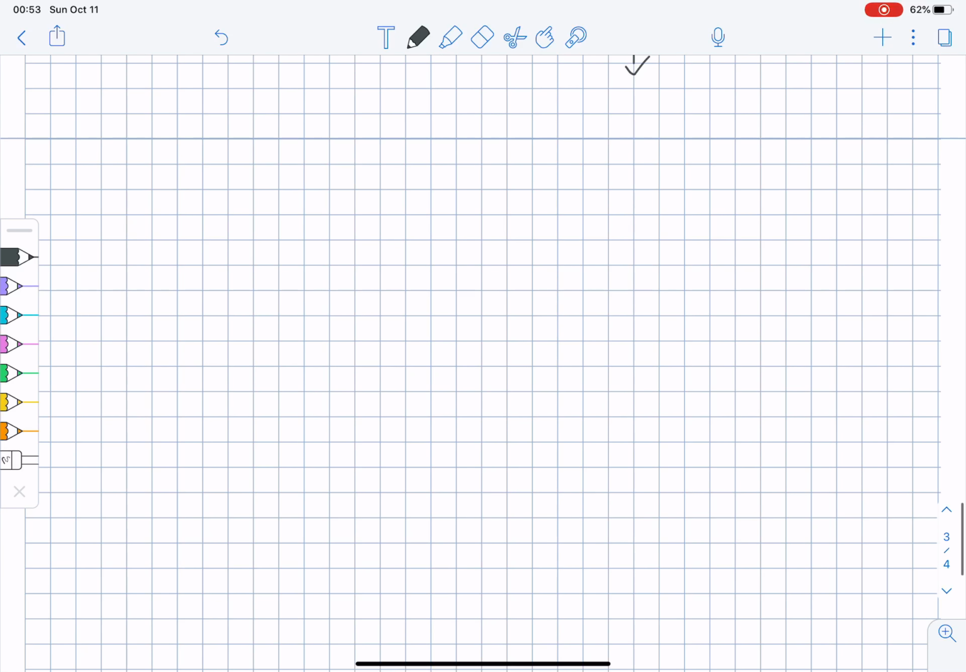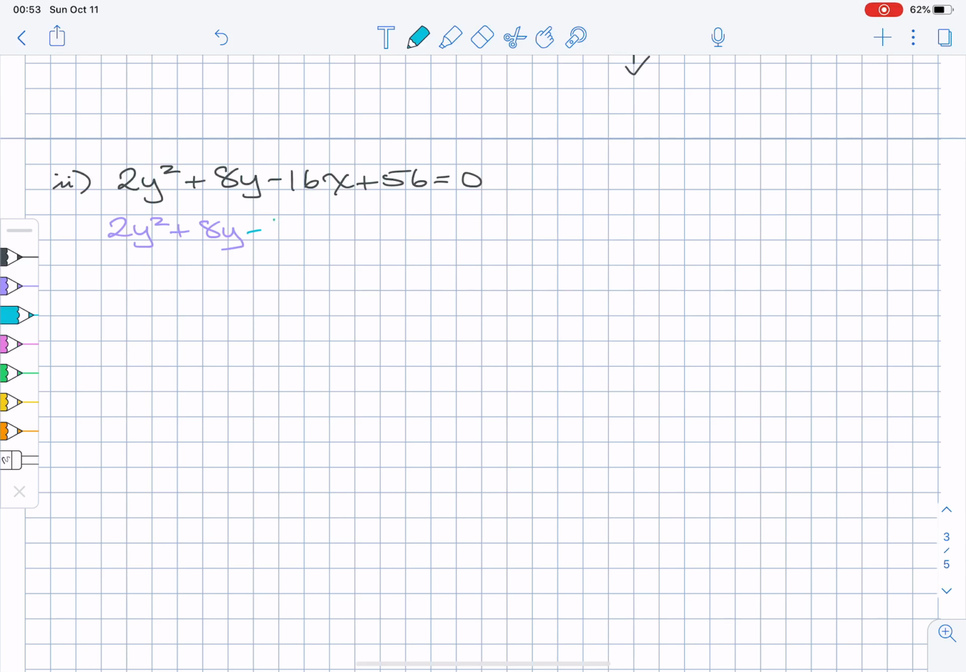So number 2. Let's say we have 2y squared plus 8y minus 16x plus 56 is equal to 0. So color coding, we have 2y squared plus 8y, then minus 16x plus 56 is equal to 0. So let's factor out a 2 from the purple, and we'll have y squared plus 4y. Let's put all the blues on the other side. So we will have 16x minus 56.